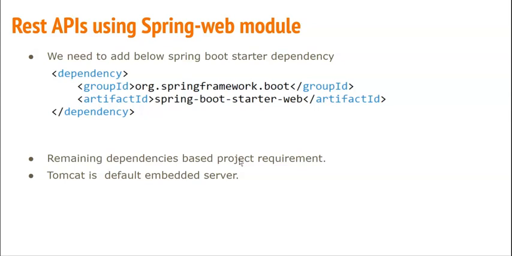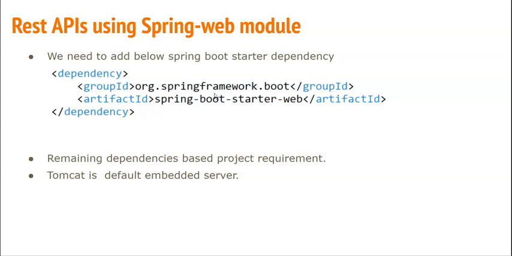In today's video, we are going to learn how to create REST APIs using Spring Web module. To create REST APIs using Spring Web module, we must add this dependency, that is Spring Boot Starter Web dependency. Once we add this dependency to our project, it will automatically download the required Spring jars as well as the Spring dependent jars to our project.